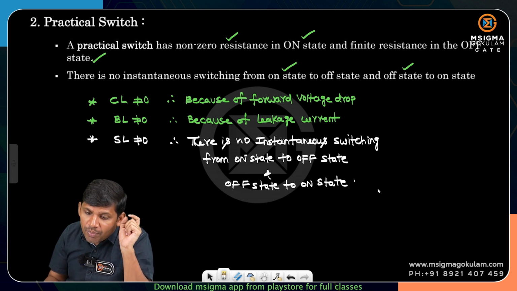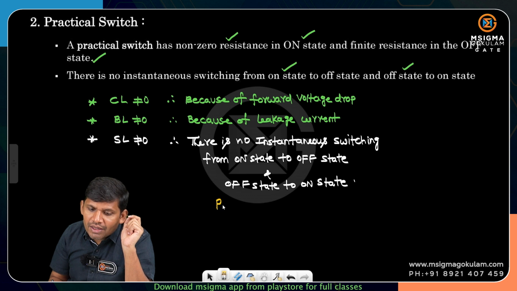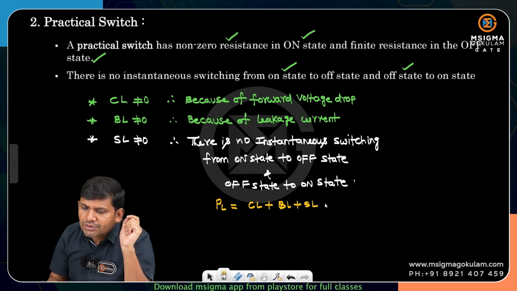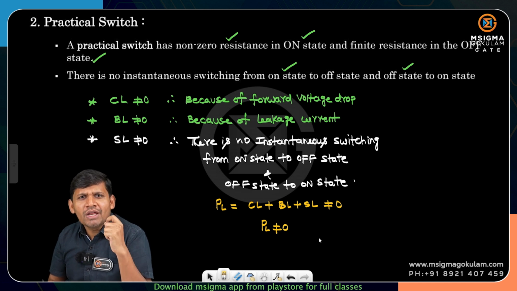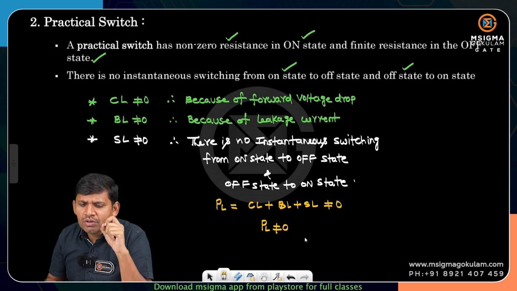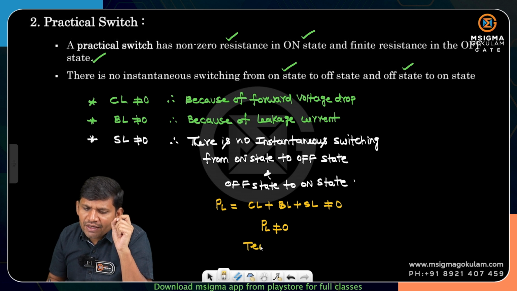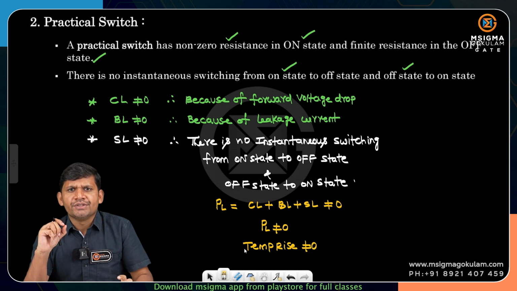Then what is the total power loss, students? Power loss equals conduction losses plus blocking losses plus switching losses, which is not equal to 0. If the total power loss is not equal to 0, then the temperature rise is also not equal to 0. This is a very important observation.